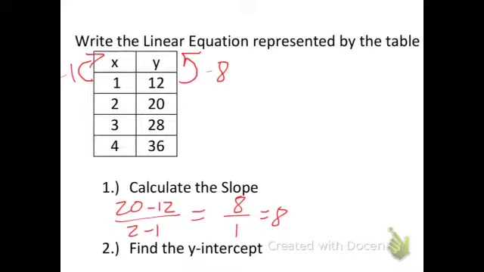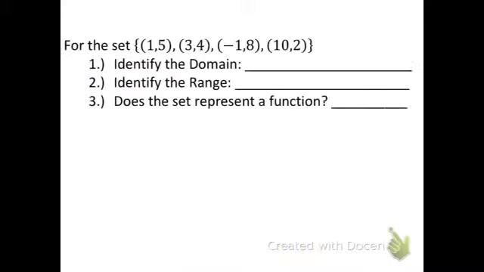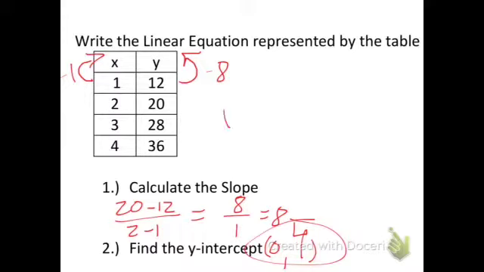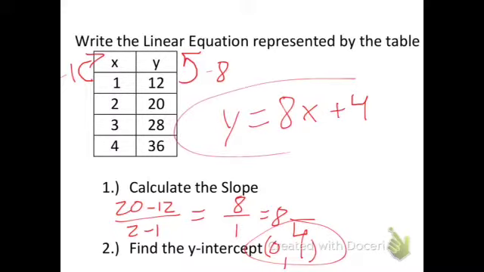And so your x is going to be 0, your y in this case will be 4. So y-intercept is 4, the point (0, 4). Remember, it is a point. And so when you're writing your equation here, you're going to have y equals, instead of mx, you're going to have 8x. And instead of plus b, you're going to have plus 4, because 4 is the y-intercept part.